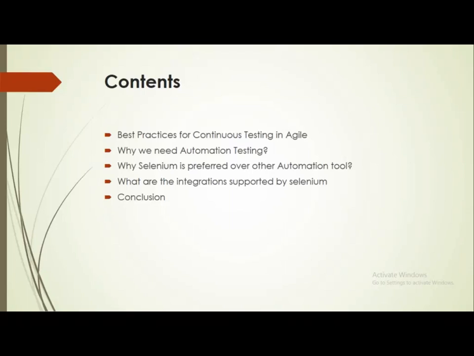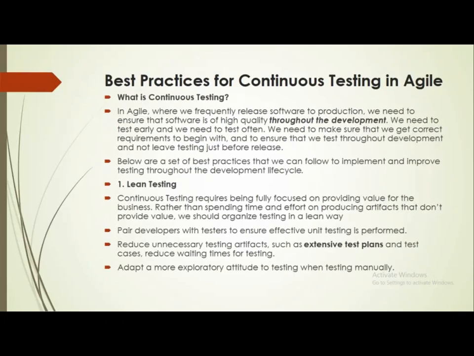I will be covering some of the topics: best practices for continuous testing in Agile, why we need automation testing, why Selenium is preferred over other automation tools, what integrations are supported by Selenium, and then we will go to another slide which will talk about the TestNG framework of Selenium. In best practices, as we already said, Agile means an incremental model plus continuous, so it is nothing but a continuous integration model.